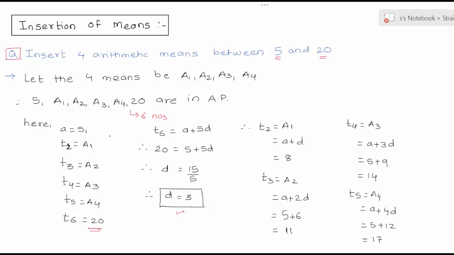Now as we have the value of the first term and the common difference, we can calculate the second term of the AP, T2, and this T2 is the first arithmetic mean. So T2 is A plus D, that becomes 8. Similarly, we can get T3, that is the second arithmetic mean, and hence we can get the third and fourth. So the four arithmetic means are 8, 11, 14 and 17.